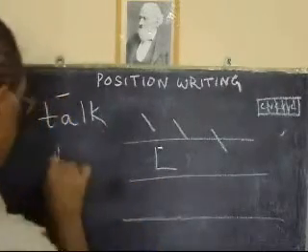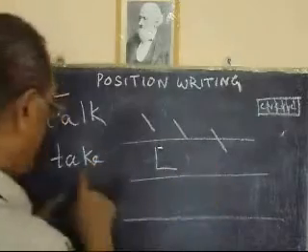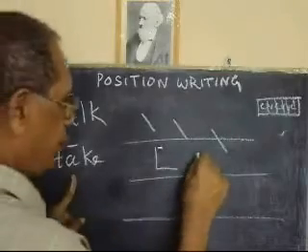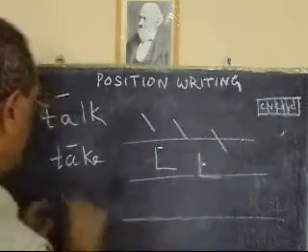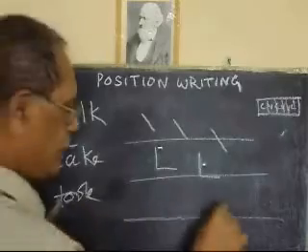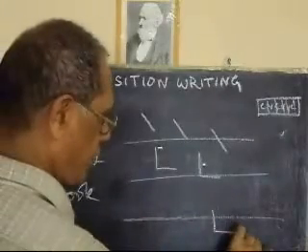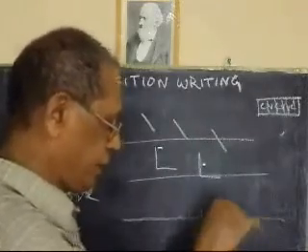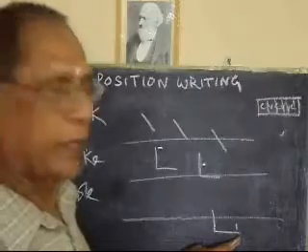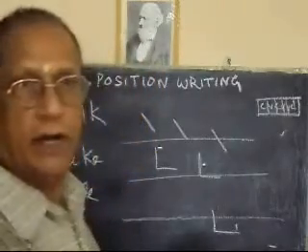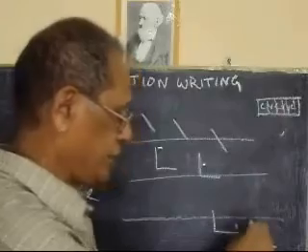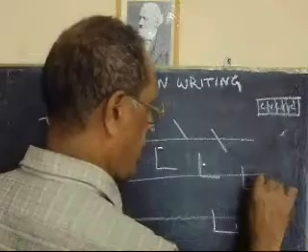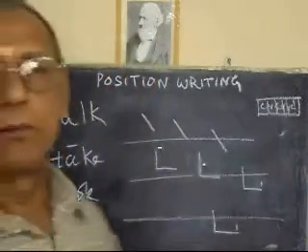Suppose, take. A. Second place. Therefore, T. Suppose, took. Took. So, I have written like this, pointing out that place. Okay. So, the dash will not always be written like that. It should point to the place. Took. So, this is the position writing.